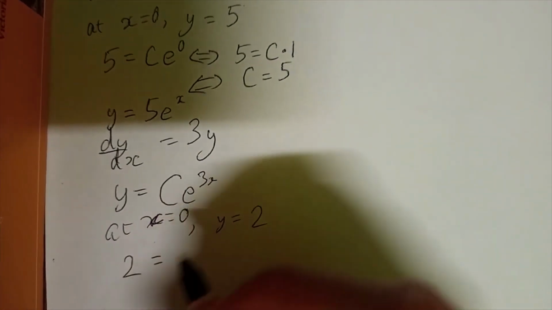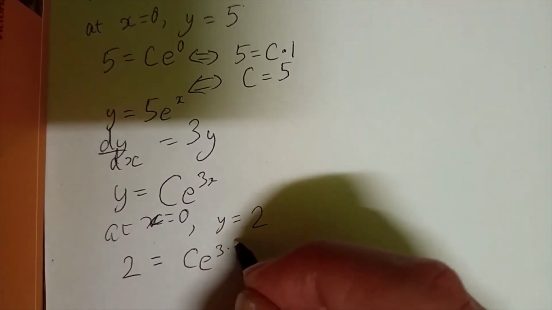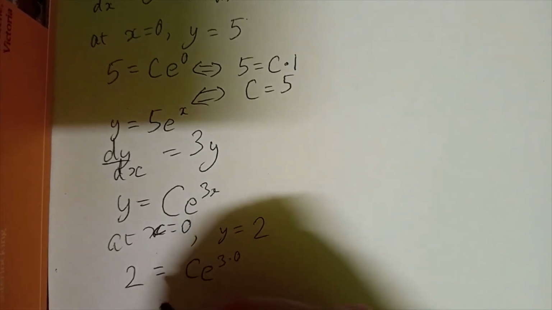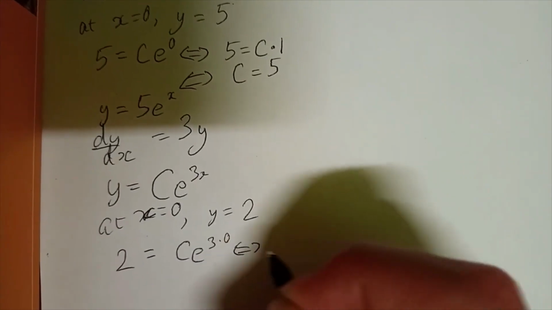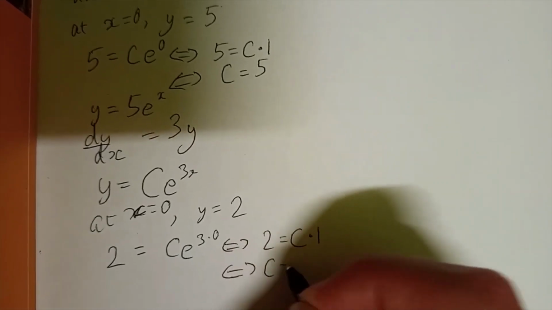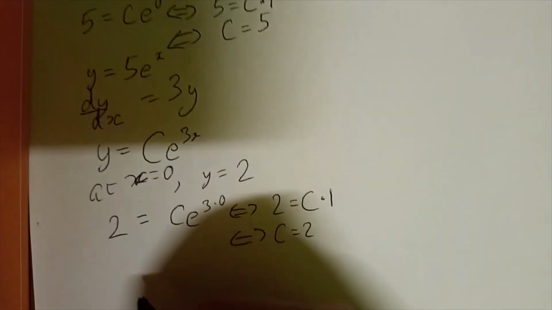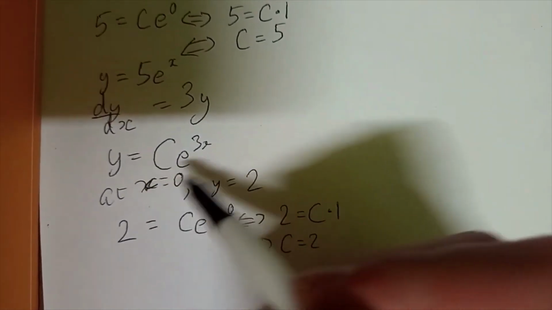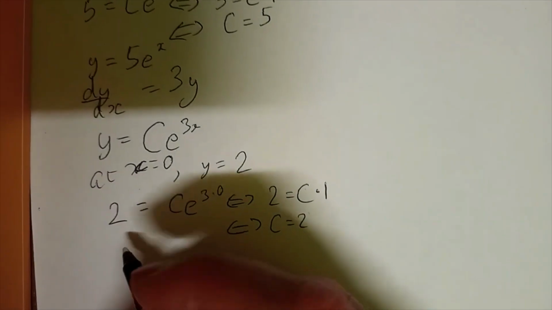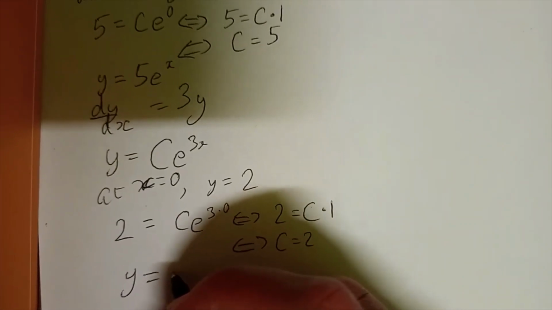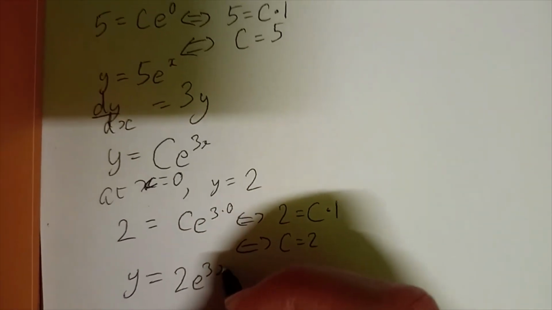by substituting in, 2 equals c times e to the 3 times 0. E to the power 3 times 0 is just e to the 0, which is 1, so we'll again get 2 equals c times 1. In other words, c equals 2. So in this case, the general solution of the differential equation was y equals c times e to the 3x, and with this initial condition, we get that c is 2, so that in the end the solution will be y equals 2 times e to the 3x.